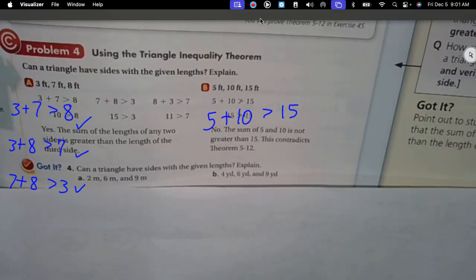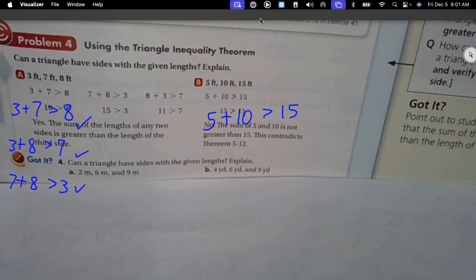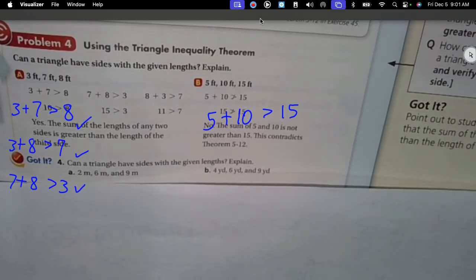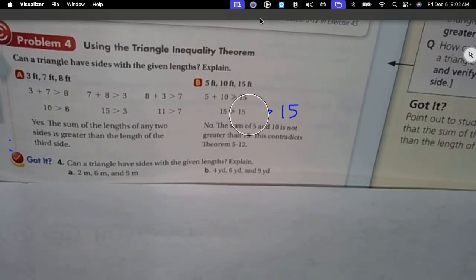Okay, here, we'll just do 4A. They have the lengths 2, 6, and 9. I don't know if y'all can see that. So we would say, okay, is 2 plus 6 greater than 9? No. So would that one work? No, because 2 plus 6 is not greater than 9. Okay, so we would just stop there.